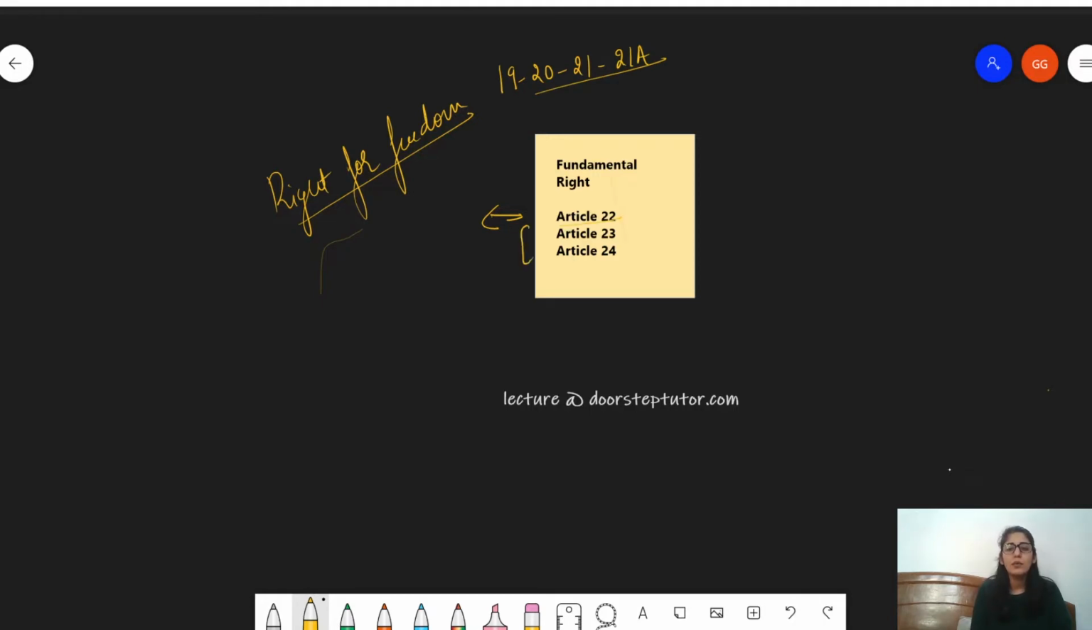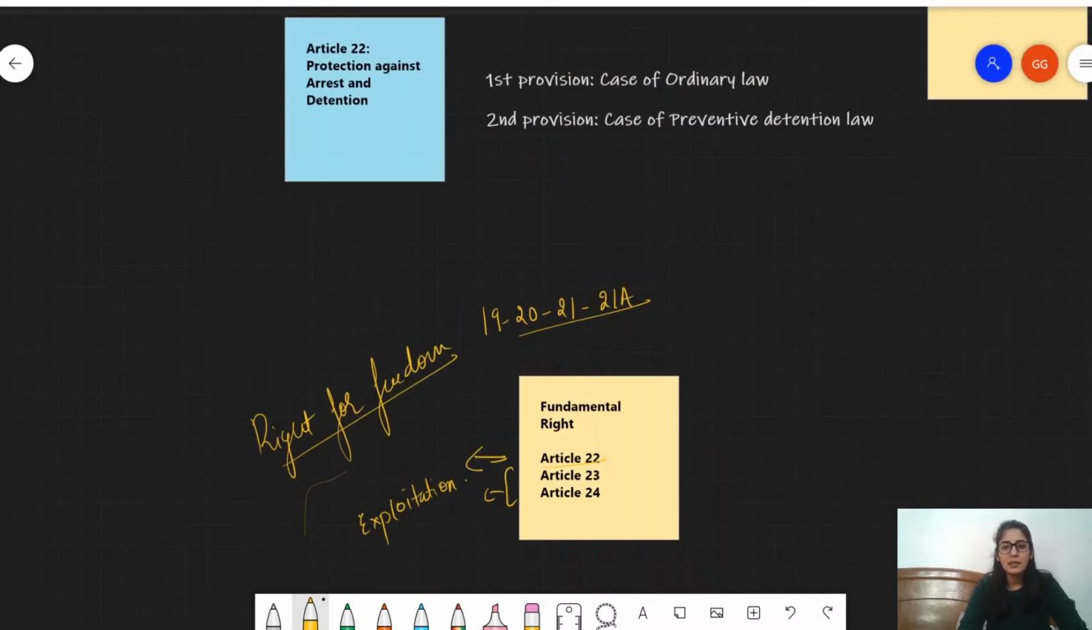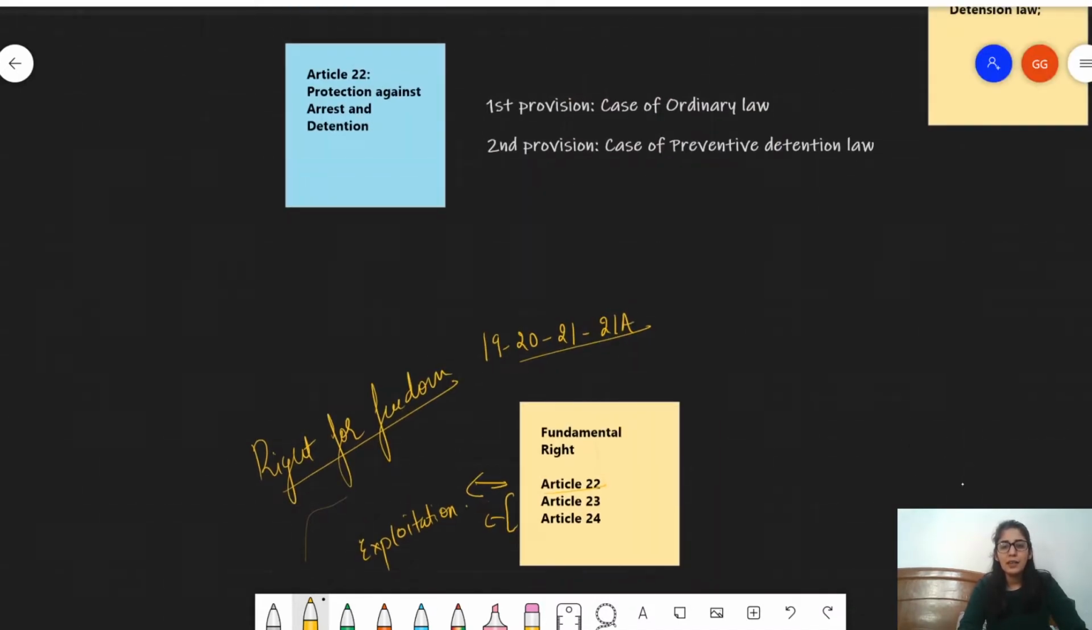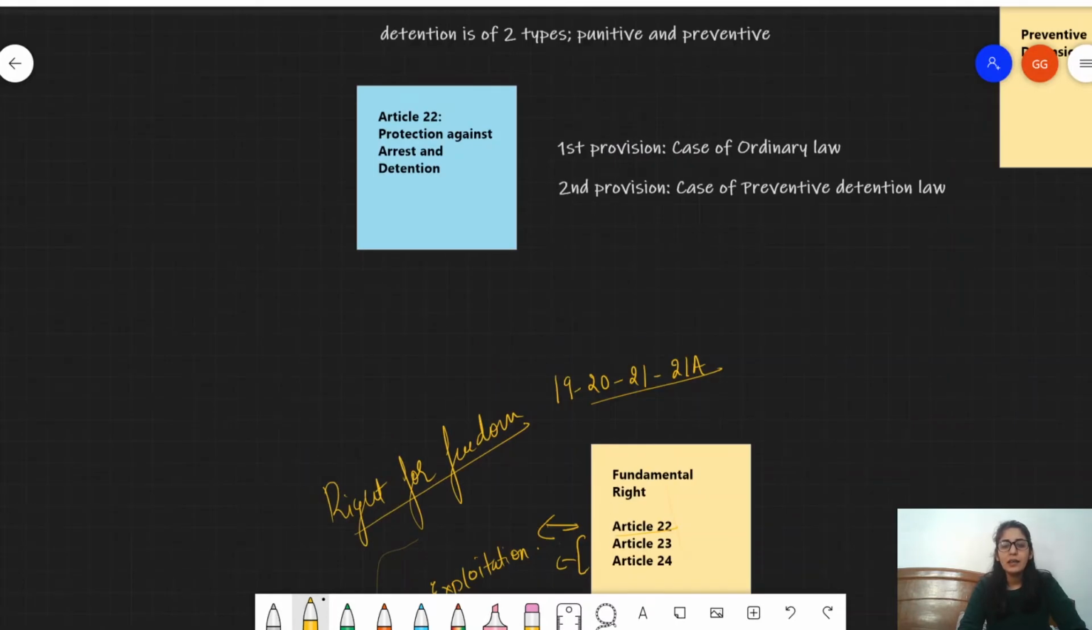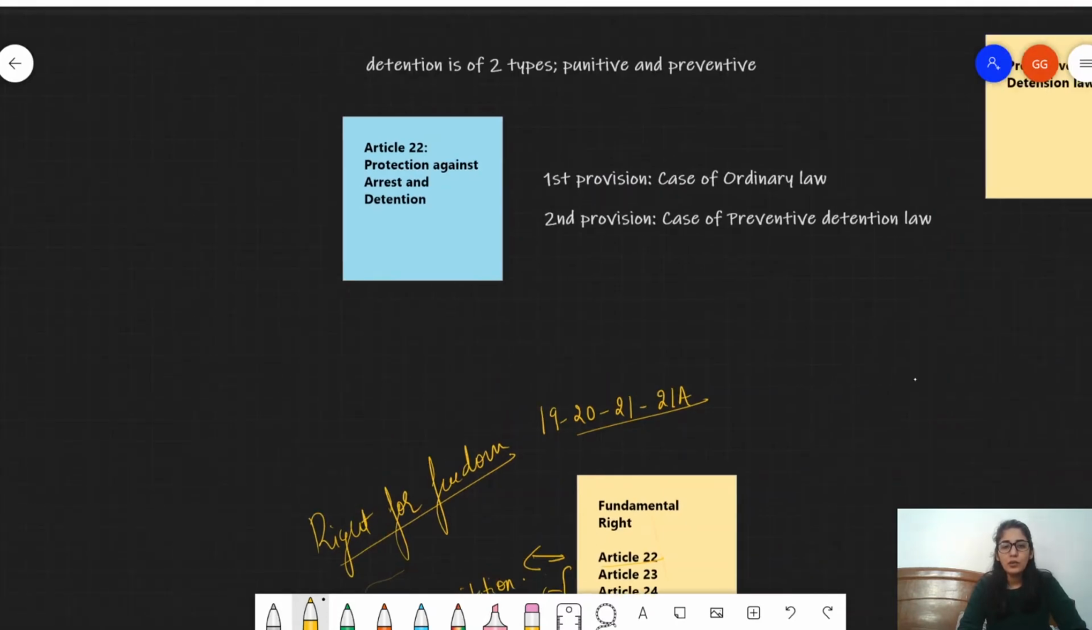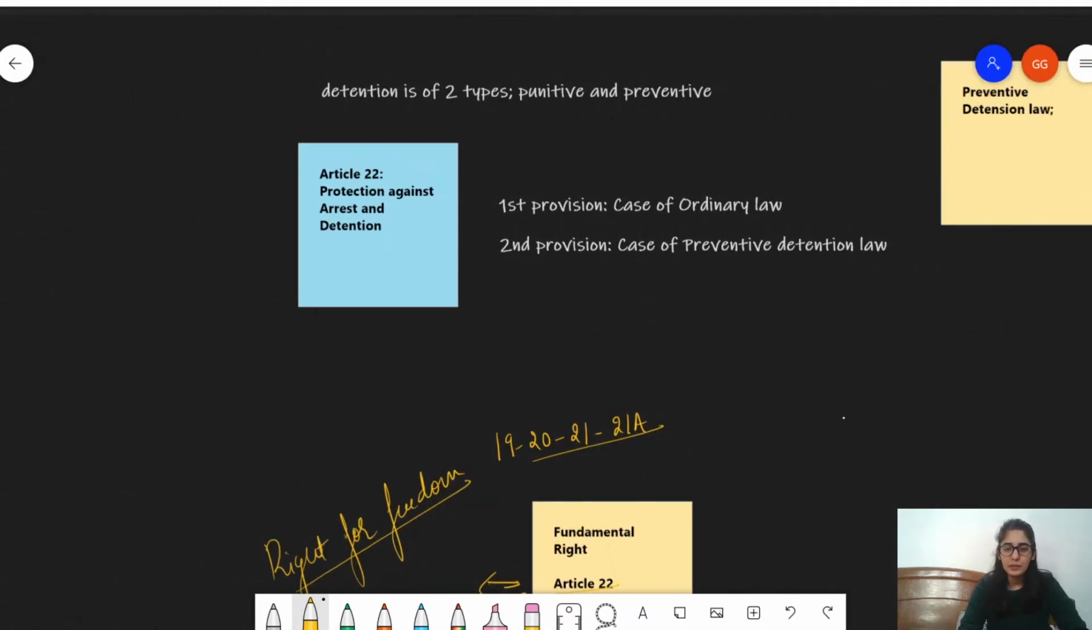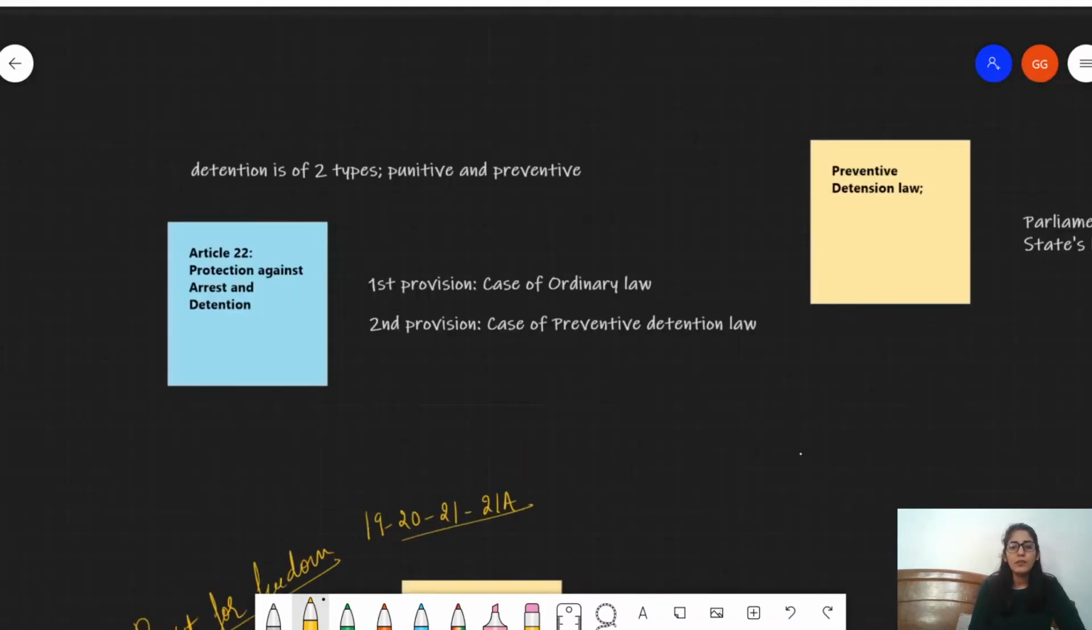So we'll take this up. Along with that, we'll also take Article 23 and 24, which are providing right against exploitation. So in this lecture, we'll be covering these three articles in a detailed manner. Let's get started. The first thing that we have is understanding Article 22, which is dealing with protection against arrest and detention. Now, this is a very important article for various reasons.